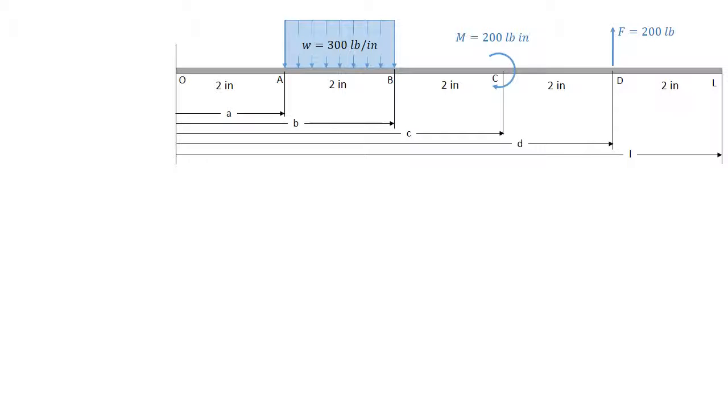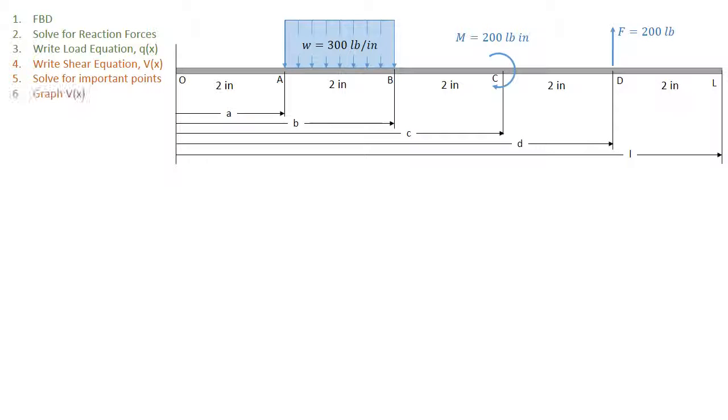Now the first step in solving this problem is to find the free body diagram. After we find the free body diagram, we're going to solve for reaction forces. Then we'll write the load equation, Q of x, using singularity functions. After we have the load equation written, we can integrate and find the shear equation directly from the math. From here we'll locate several important points in the shear equation. We'll use those important points to graph the shear diagram.